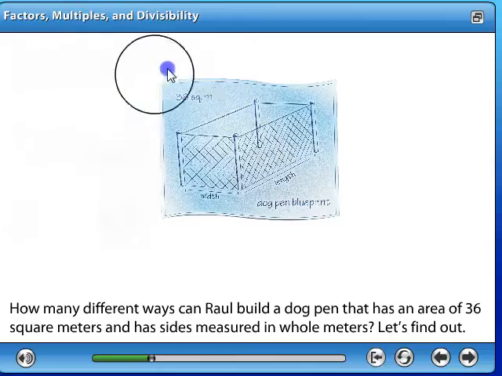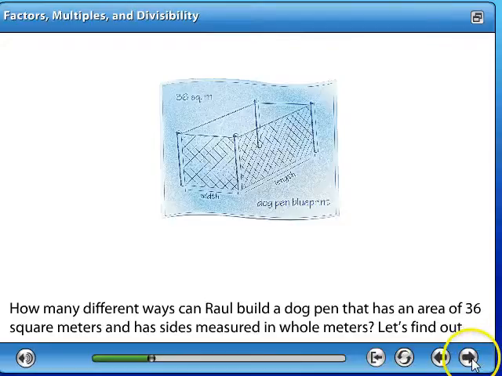So I'll read the problem again now that we have an understanding of area again. It's length times width. So how many different ways can Raul build a dog pen that has an area of 36 square meters and has sides that measure in whole meters? Let's find out. I just did two examples, 1 times 36 and 3 times 12. Those are both factors of 36 that you can multiply together to get 36.